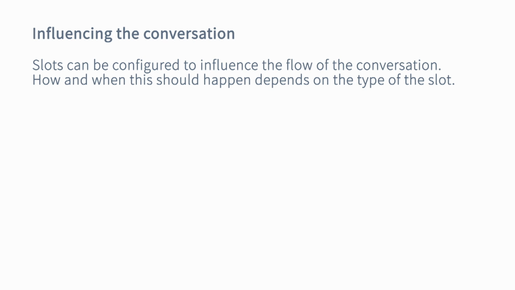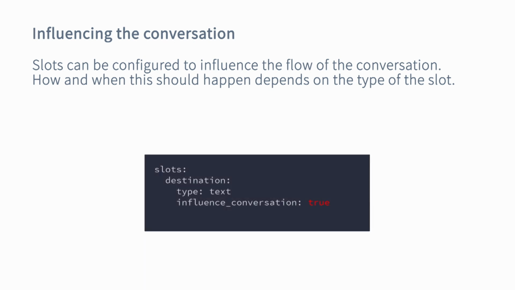It's an extremely important and powerful feature of slots in Rasa. You can define this behavior by configuring the influence_conversation flag in your slot configuration. The way slots influence the conversation highly depends on the type of the slot, and we will talk about those details a little bit later in this episode.